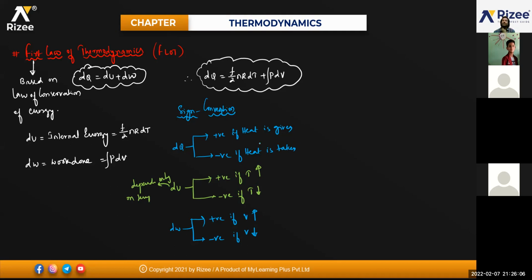dq will be positive if heat is given. dq will be negative if heat is taken. And internal energy depends only on temperature. If the temperature is increasing, it will be positive internal energy, or else it will be negative. Why? Because internal energy is equal to f by 2 into n into R into dt. So f is a constant, 2 is a constant, n is a constant, R is a constant. So it depends only on your temperature difference. Clear for everyone? Any doubt in this one?